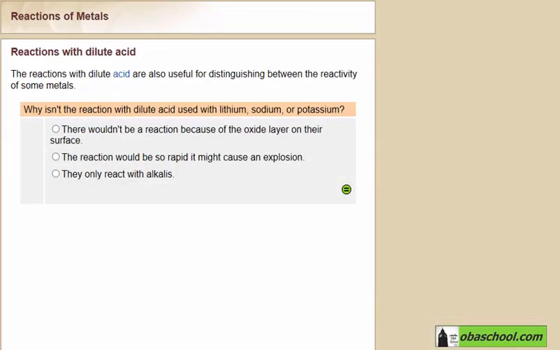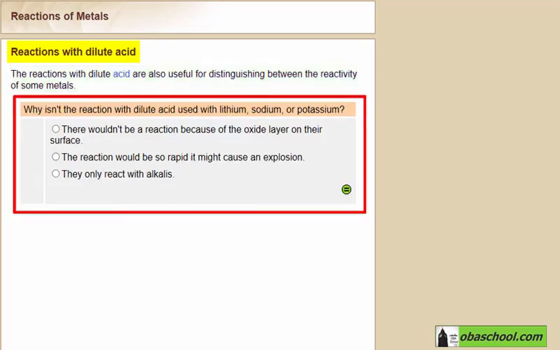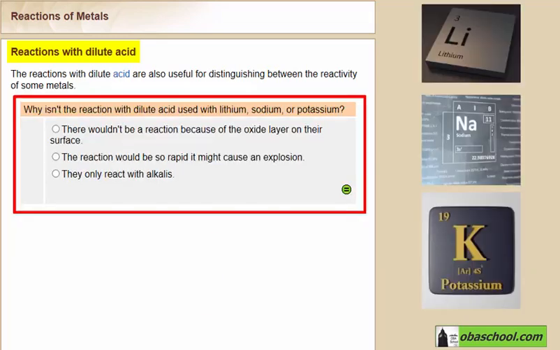In this simulation, we will examine the reaction of metals with dilute acid. The reactions with dilute acid are also useful for distinguishing between the reactivity of some metals. Why isn't the reaction with dilute acid used with lithium, sodium, or potassium?